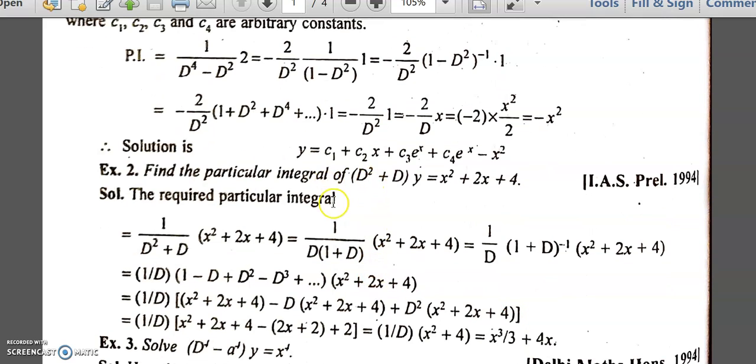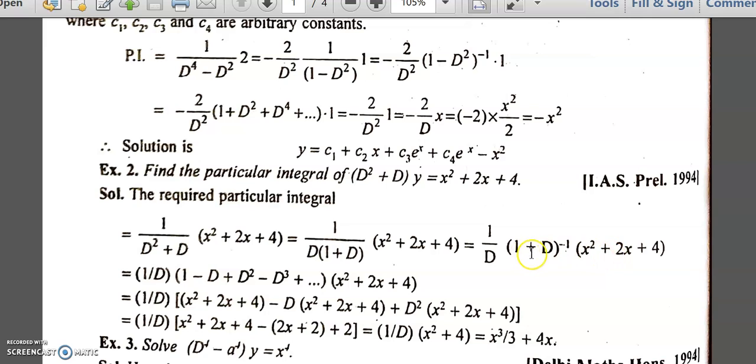So similarly here the particular integral is 1 by D square plus D, operating on x square plus 2x plus 4. So you can take D common, so D into (1 plus D), operating on x square plus 2x plus 4. Okay, so 1 by D, and when you take this, it will be (1 plus D) whole to the power minus 1 operating on x square plus 2x plus 4.